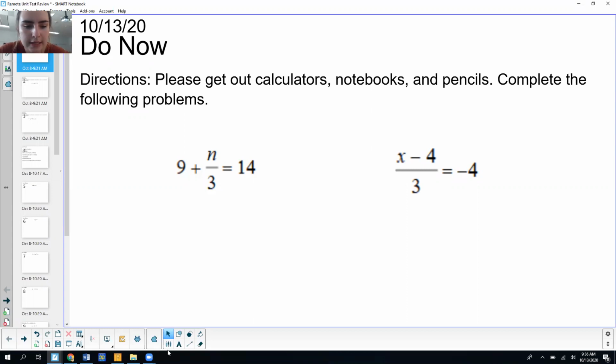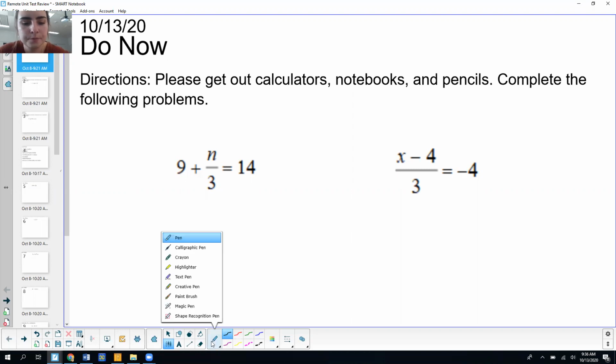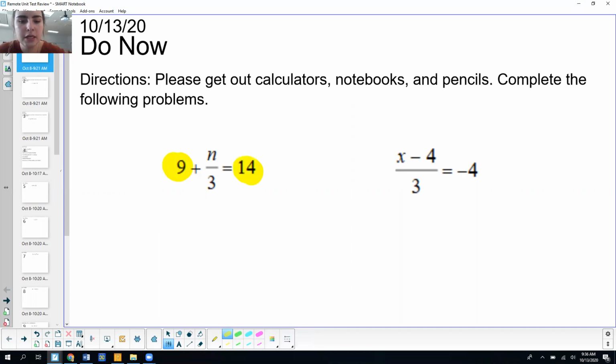So go ahead and get this one written down. So this says 9 plus n over 3, or n divided by 3, equals 14. So once we get that one written down, I'm going to go ahead and highlight. So I've got my non-variable terms and my variable terms. So remember, I want to go ahead and get rid of the non-variable term first. So that 9, I need to go ahead and move on over.